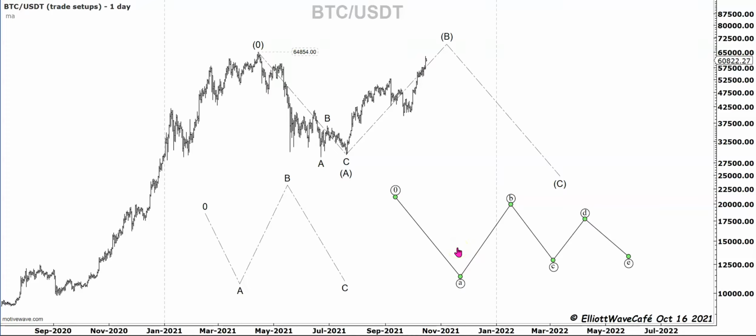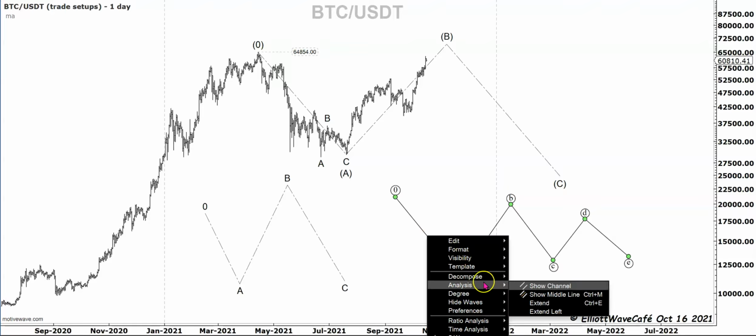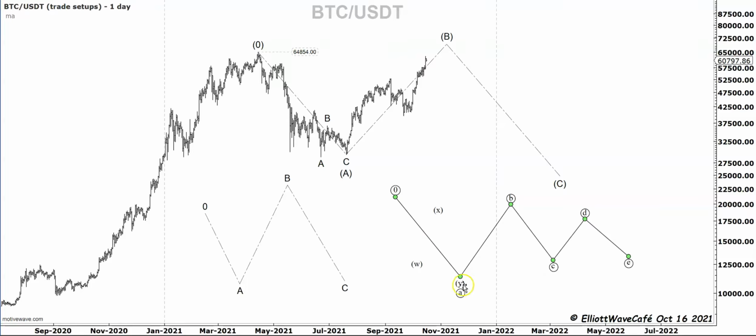I'm using arguments. So this A wave, let's decompose it and say it's a combination. Now I can work with this A wave being a combination, and I showed you how I can count this. You go ABC for W, you go ABC for an X, and then you go another ABC, and you create this wave A of a triangle. Okay? Now, here is the argument against this larger structure being a triangle.